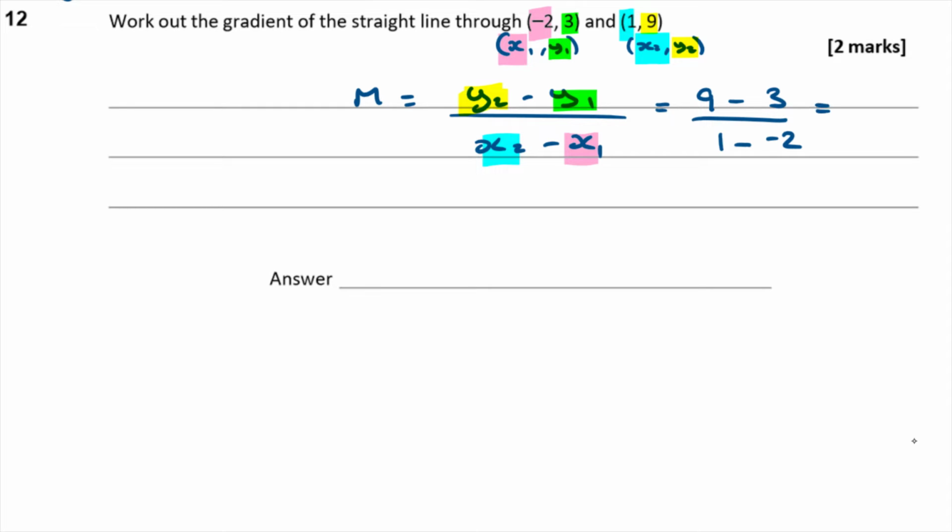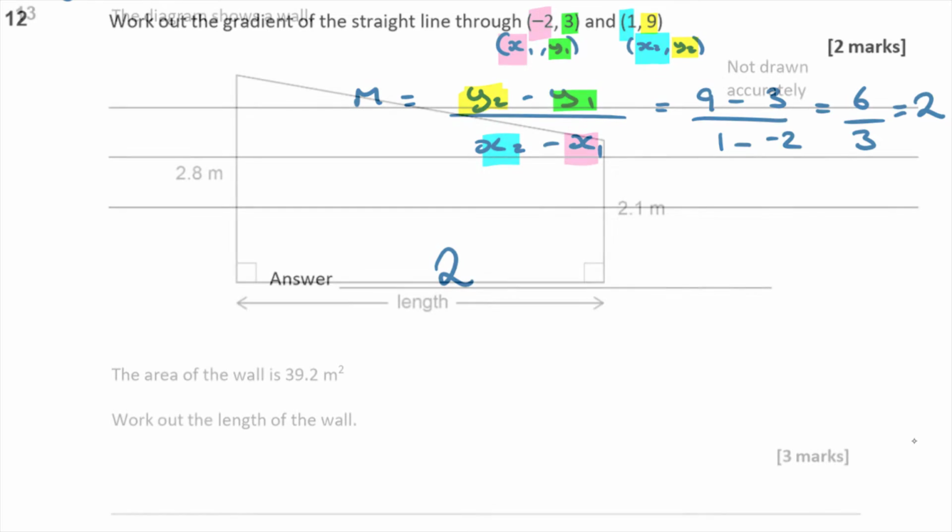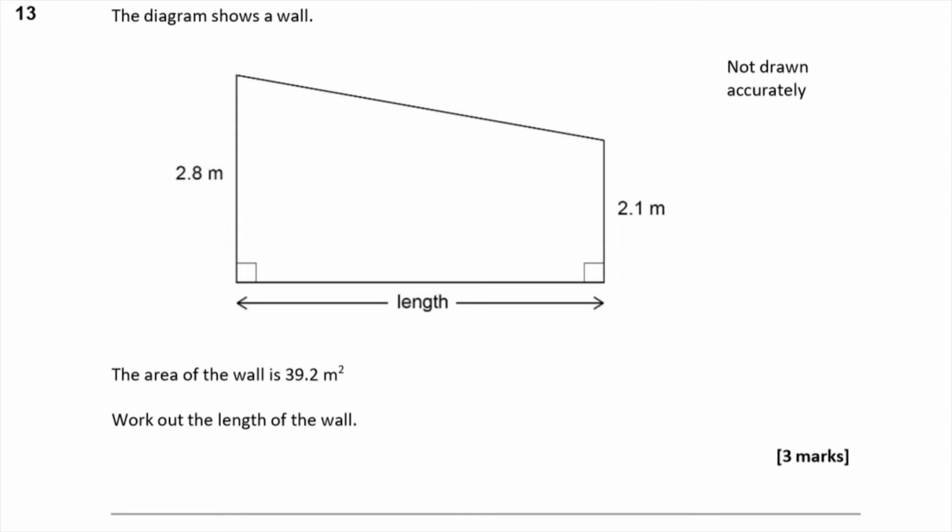Okay, well 9 minus 3 is 6. 1 minus -2, 1 minus a negative is the same as adding, so it's 1 plus 2, that's 3. So 6 divided by 3 gives me a gradient of 2. Gradient is 2. Question 13, the diagram shows a wall.